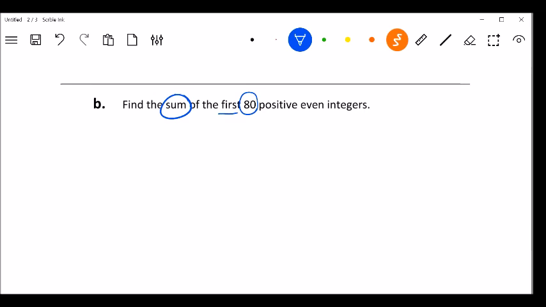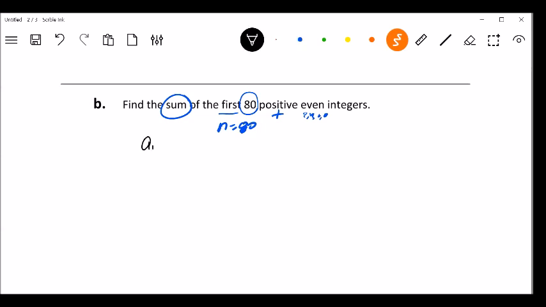So it's starting at a certain place. Positive ones and even, like 2, 4, 6, 8. All right, so the 80 tells us that n equals 80. That's our n, our total, our number. Okay? And let's think about this in terms of a sequence.